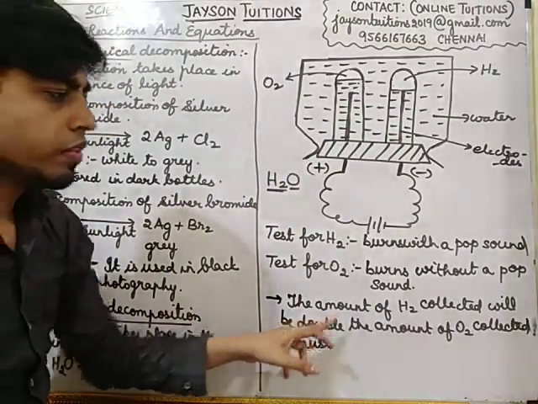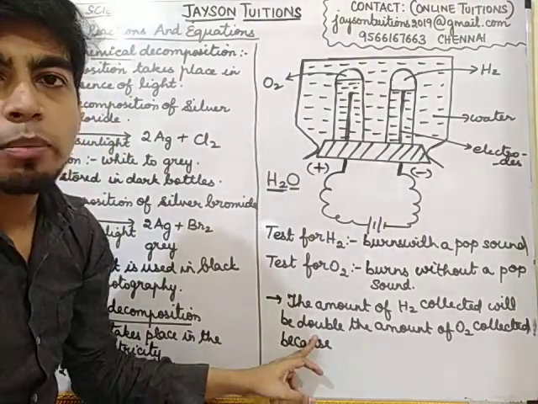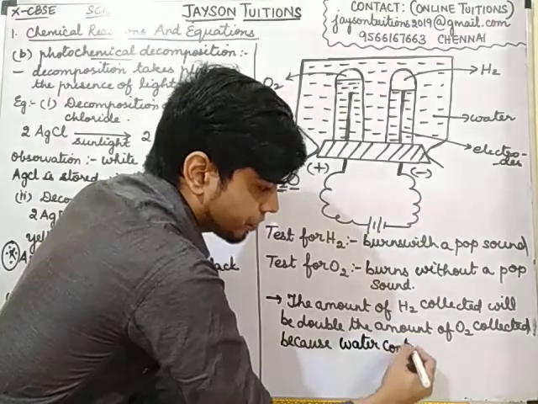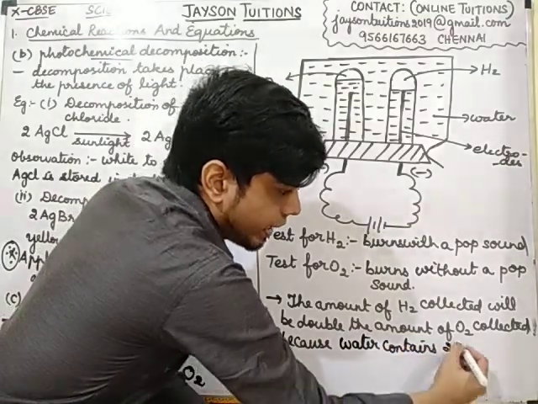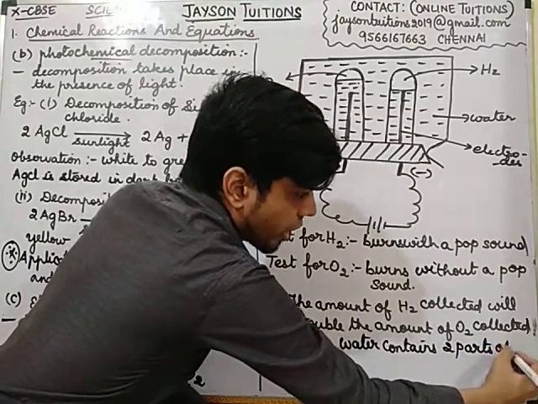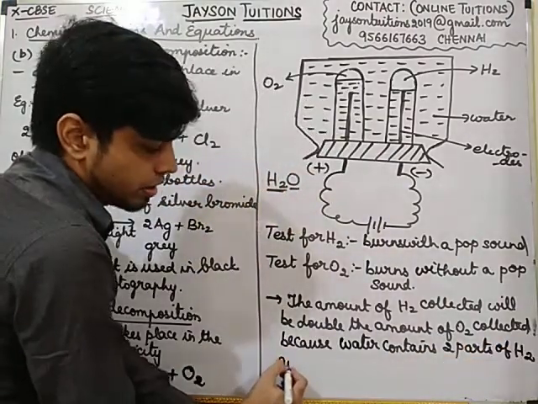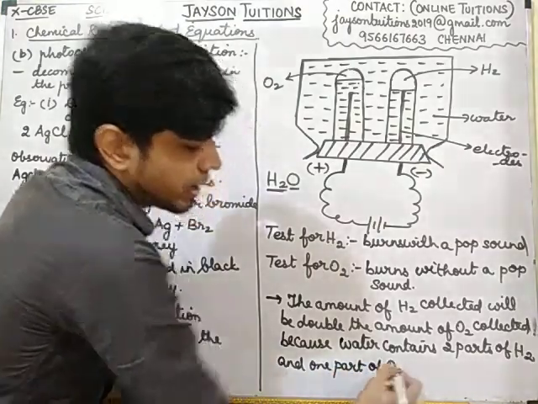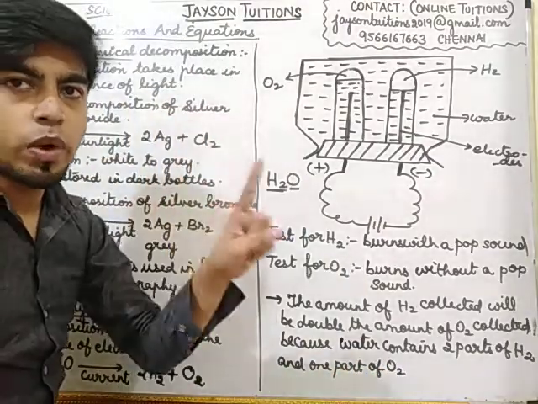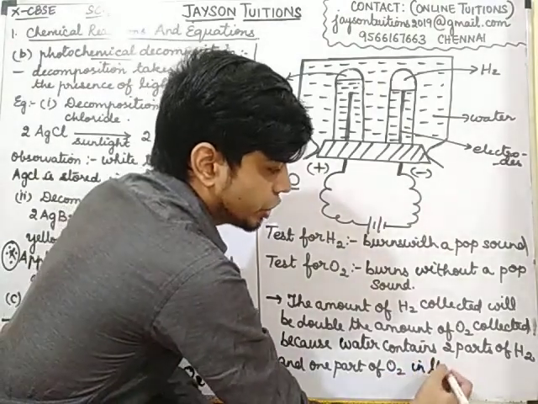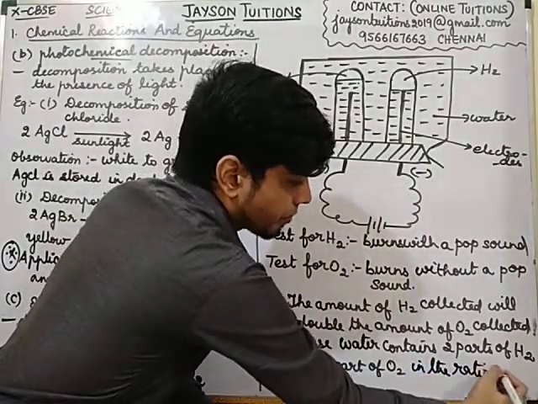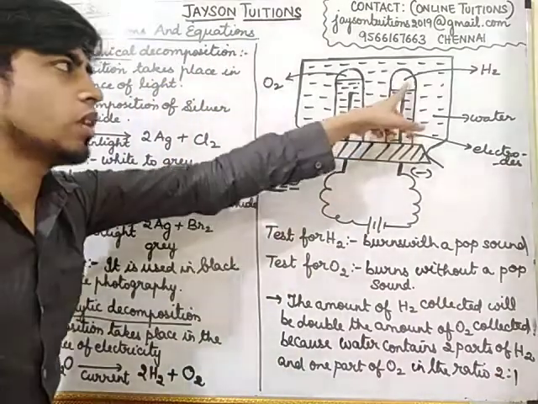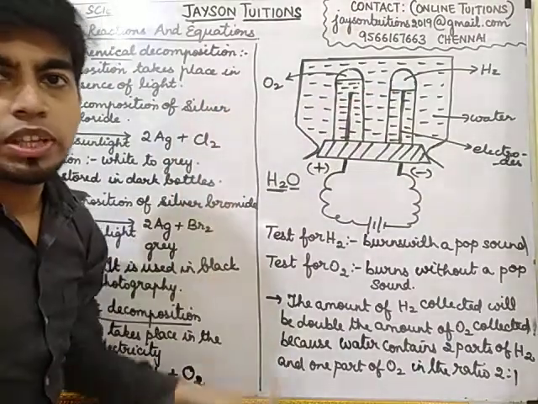The amount of hydrogen collected will be double the amount of oxygen because water contains 2 parts of hydrogen and 1 part of oxygen, that is, 2 hydrogens and 1 oxygen in the ratio 2:1. That is why hydrogen is always collected double the amount than oxygen.